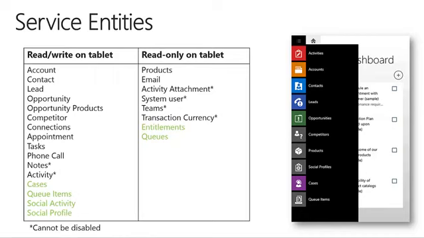The cases entity was previously read-only, but now is available for read and write access. The queue items entity is now available as read-write, and queues are available as read-only. The new entities introduced for social activities, social profile, and entitlements are also available.